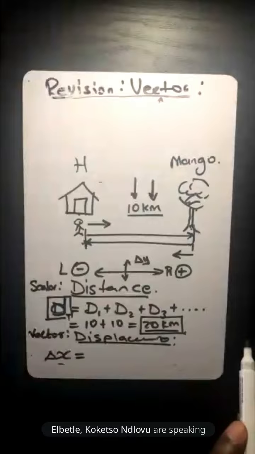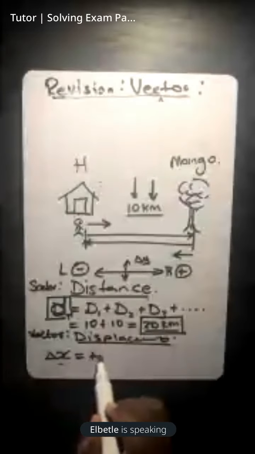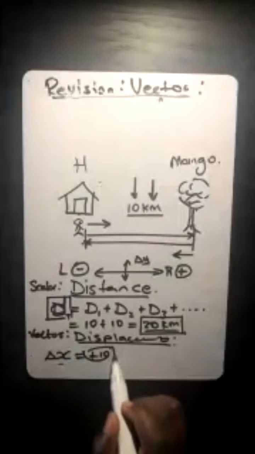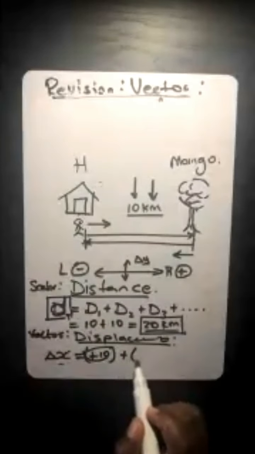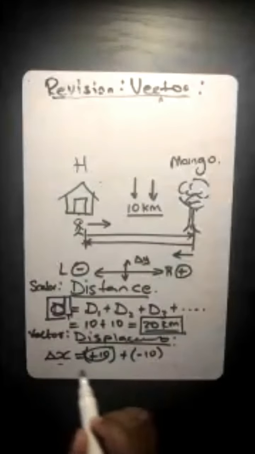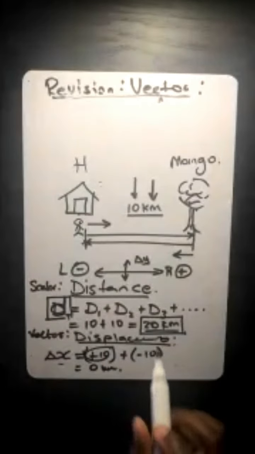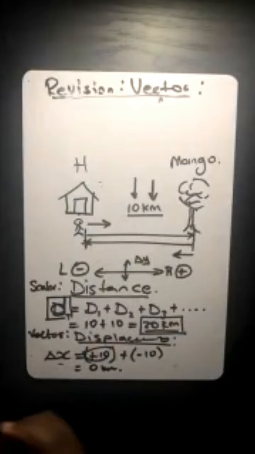Zero, sir. Zero, 100%. So that means it's going to be a positive 10 plus a negative 10, which is going to be 0. What is it? 0 kilometers. So it's more like you did not go anywhere.